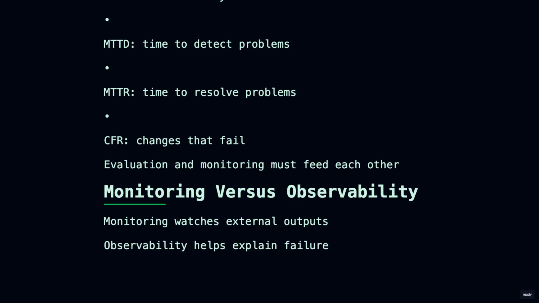Observability goes a step further. It assumes your logs and metrics contain enough signal to reconstruct what happened without shipping new code, so debugging becomes faster and more reliable.